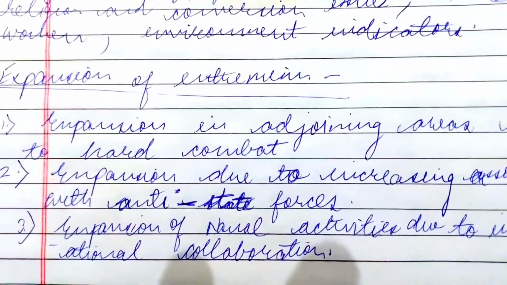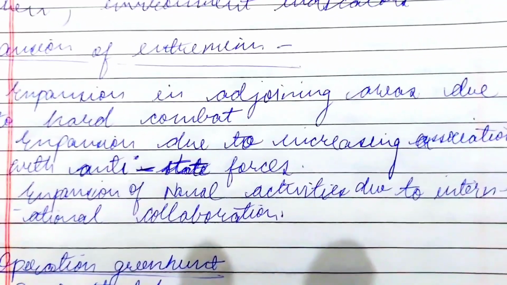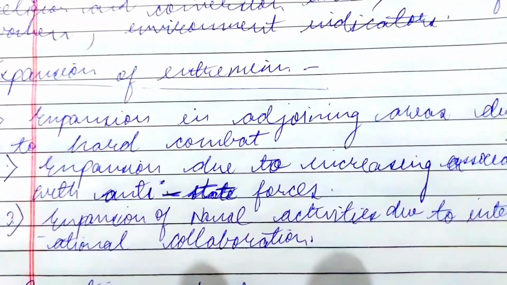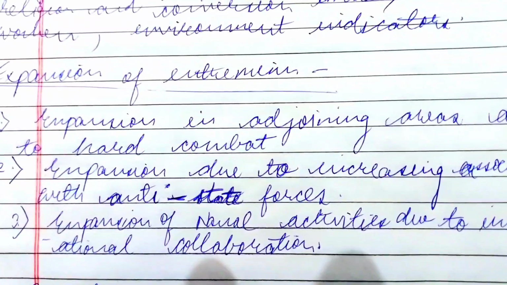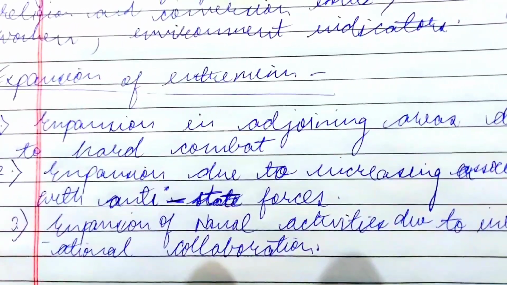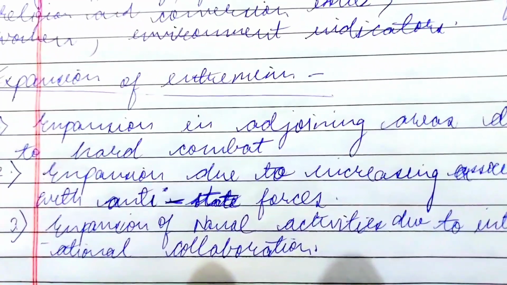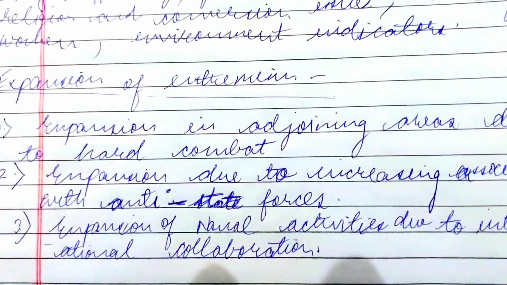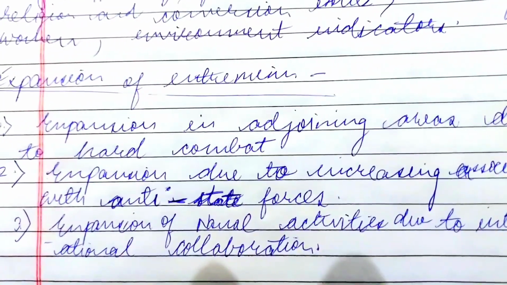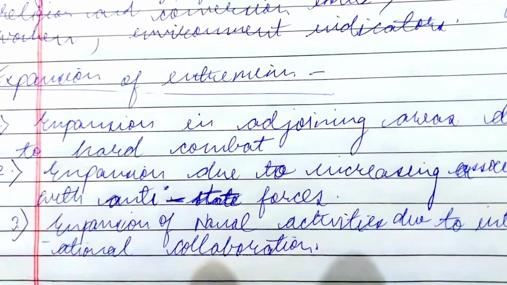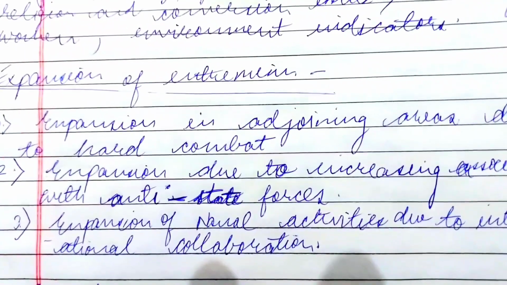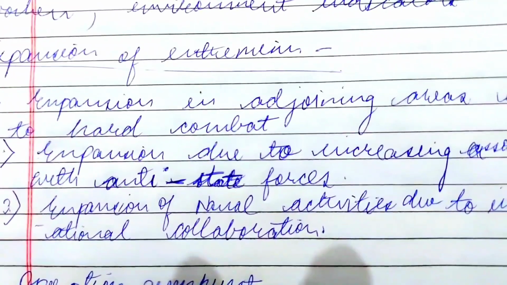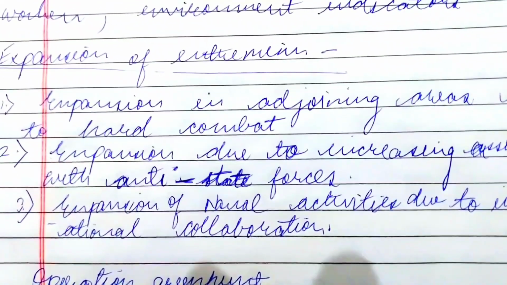The first point is expansion in adjoining areas due to hard combat. For example, if there is a district or a state or an area where there is a combat between the Naxals and the forces of the government, then taking advantage of jurisdiction problems between states, these Naxal groups carry out attacks in different parts of the country and escape to other states to lie low. This can be associated with the Andhra Pradesh model, where the intensive use of Greyhounds has led to a lot of spillover to other states. So they move to other states for safety purposes as well as for expansion.